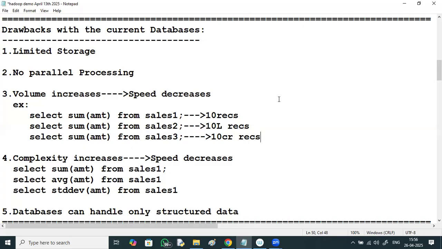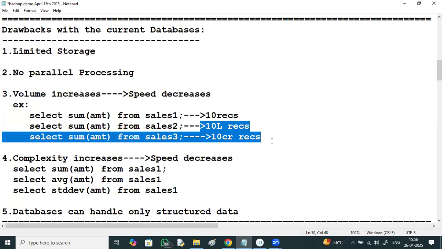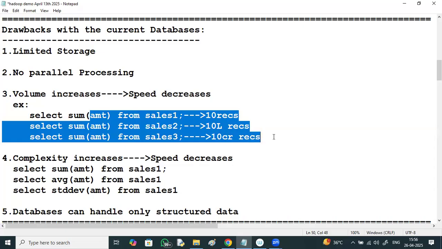Obviously, the first query is going to execute faster because it has 10 records, this one 10 crore, this is 10 lakh. So the first query executes faster compared with the other ones. So query to query, as the volume increases, the speed decreases.